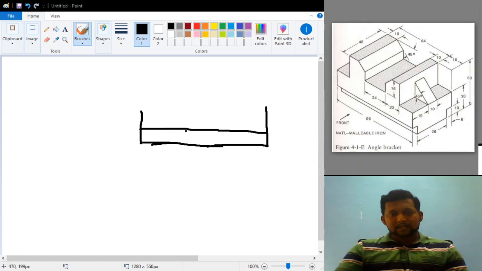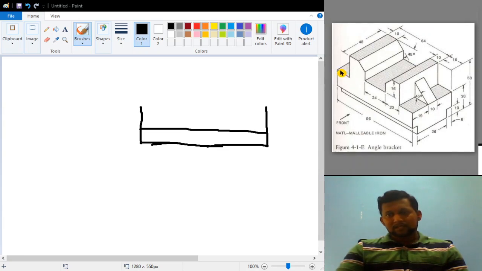So that is the rectangular block I have drawn here. The length is 96 and the height is 10 mm, and after that this particular height is how much? 16 mm. Okay, so at this 16 mm, I am here. If I take this particular point, and after that, what is this horizontal distance?